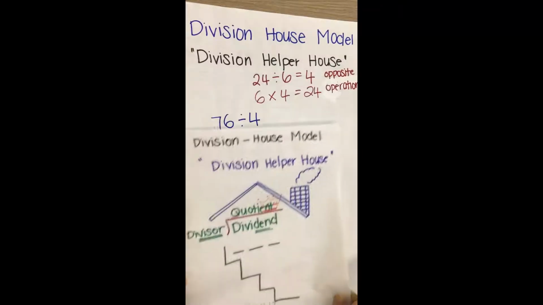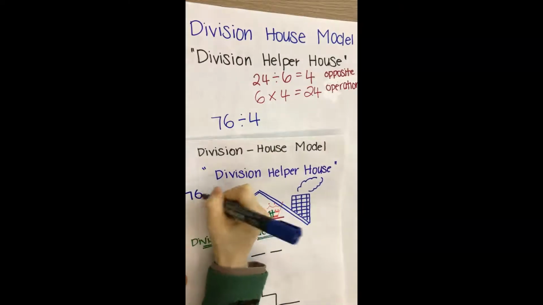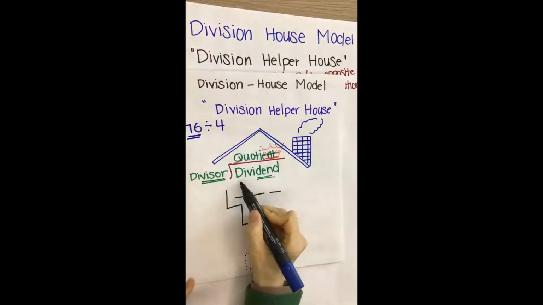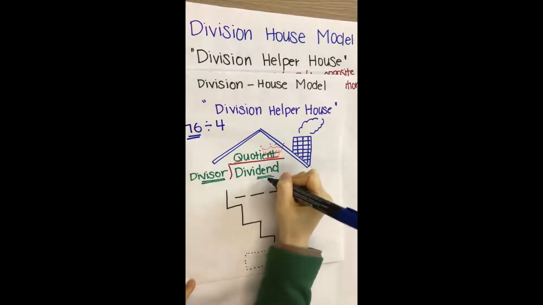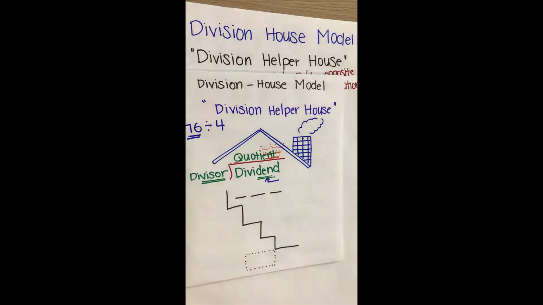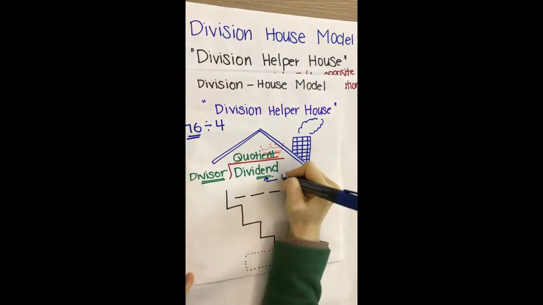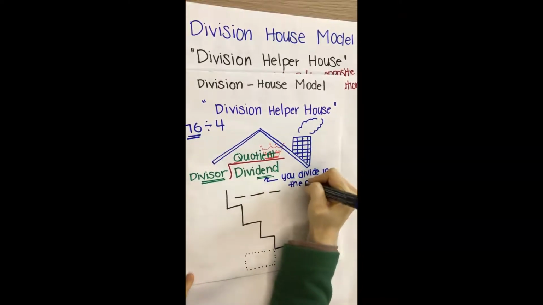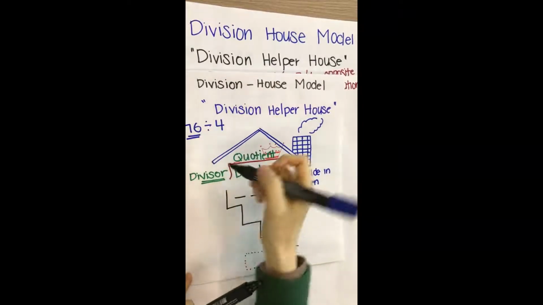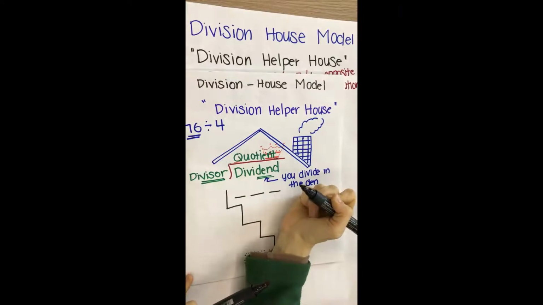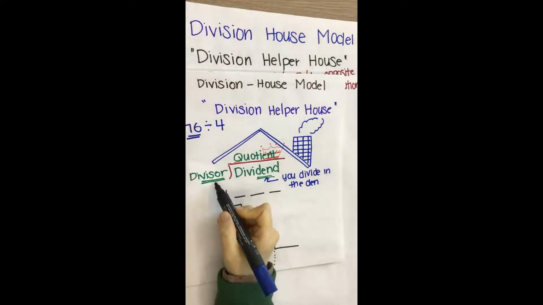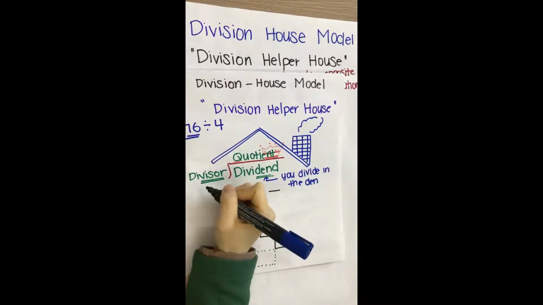Boys and girls, when we are doing the problem 76 divided by 4, 76 will be our dividend. Remember the word then is here? You divide in the then. The division sign will be our house. 4 will be our divisor. Do you see the word visor? The divisor is under our visor.